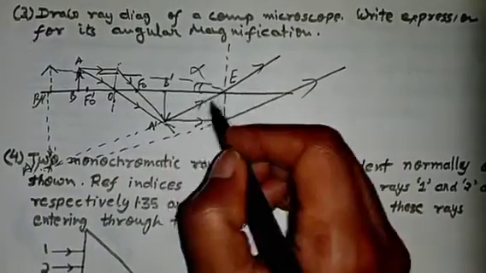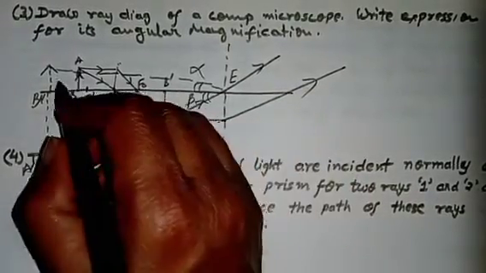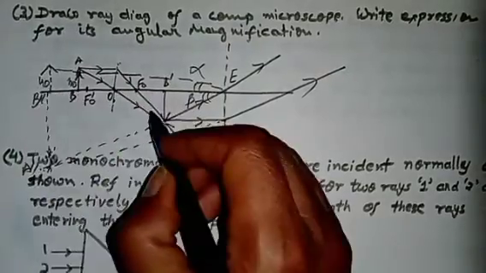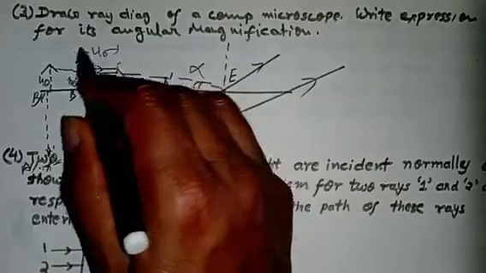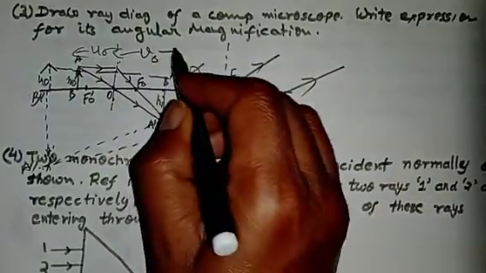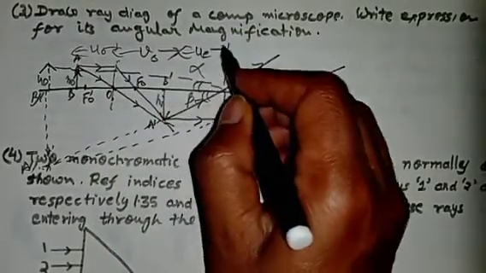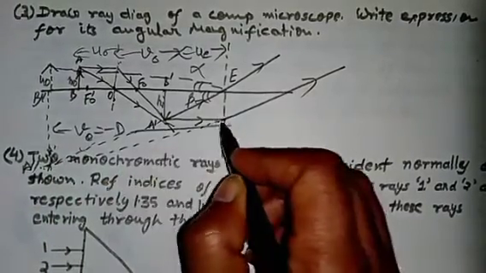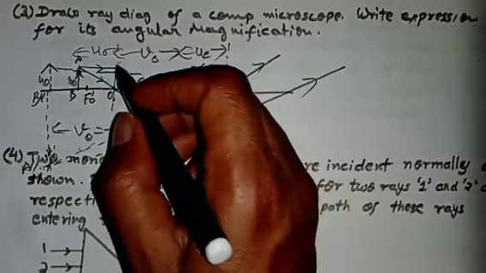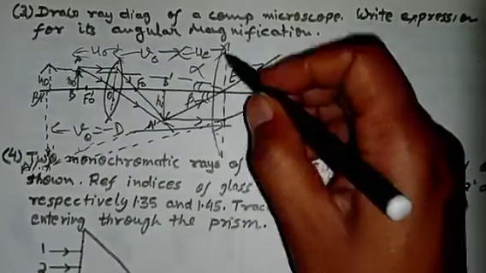Now this is alpha, and this is beta. H of object, H of object, H of image. And what else? This is UO, this is VO, this is UE, and this is VE, which is equal to minus D. That's all. Most importantly, convert these dotted lines into lenses.